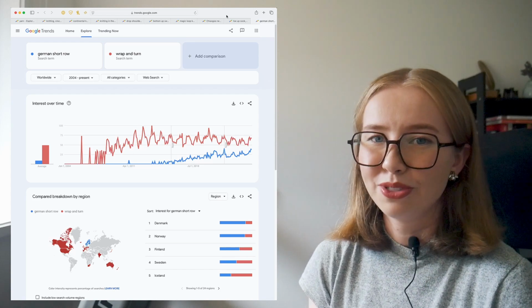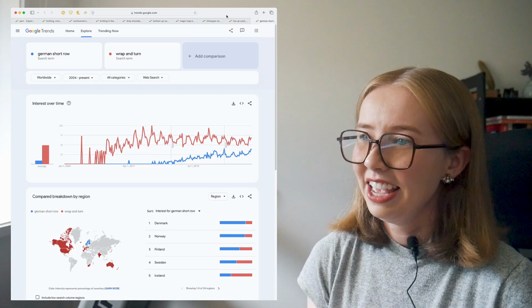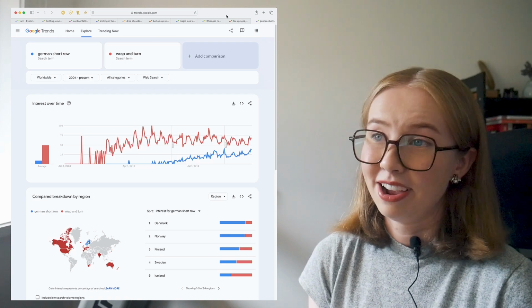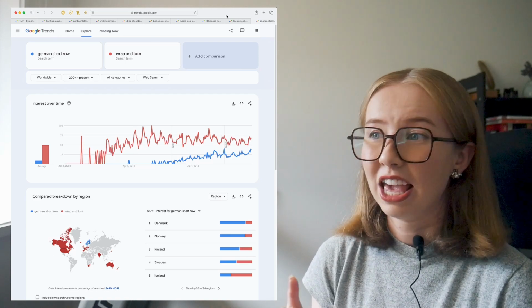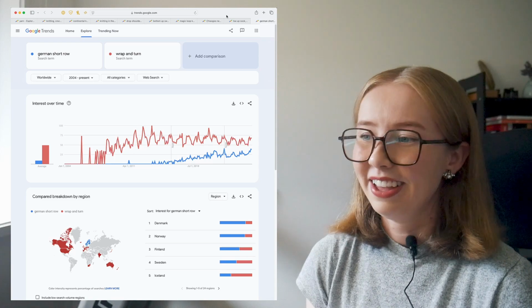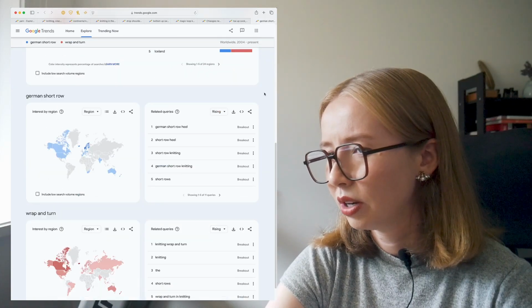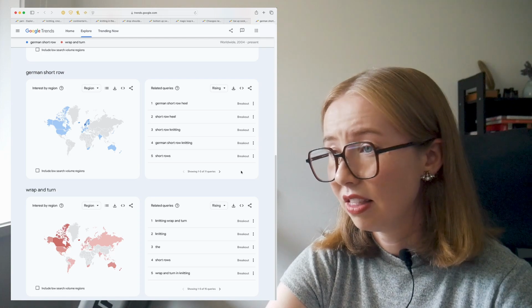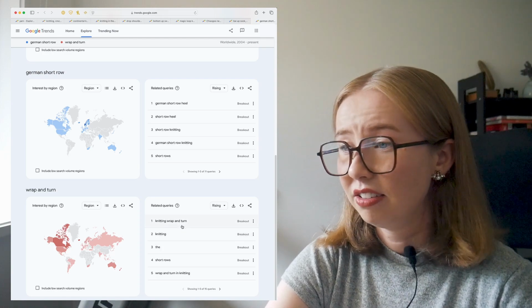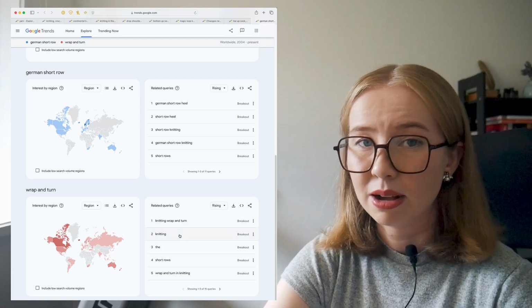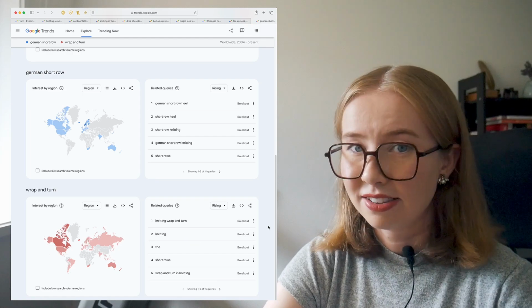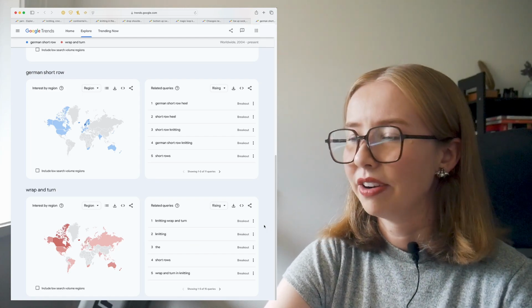So I thought I would put these to the test, and really surprisingly, wrap and turn came out on top by far. I was concerned that results from other kinds of queries were coming up, but you can see here that in the related queries section, knitting, wrap and turn, and knitting comes up. So Google seems to understand that this is a knitting related query.